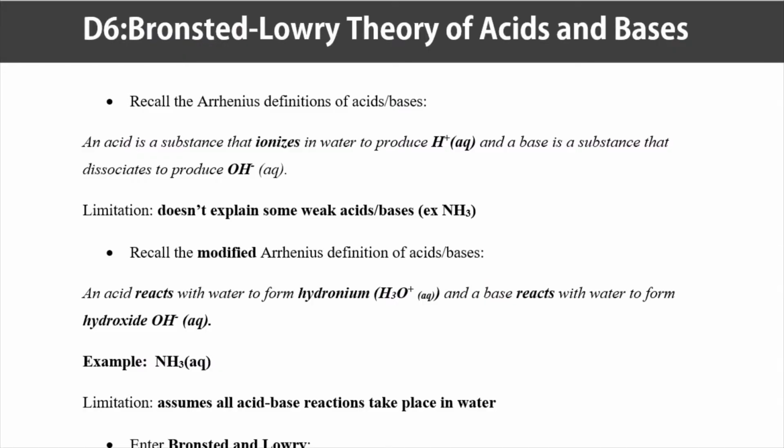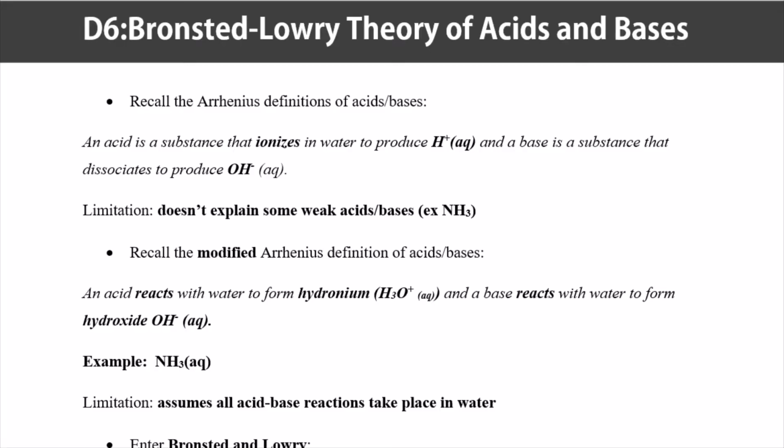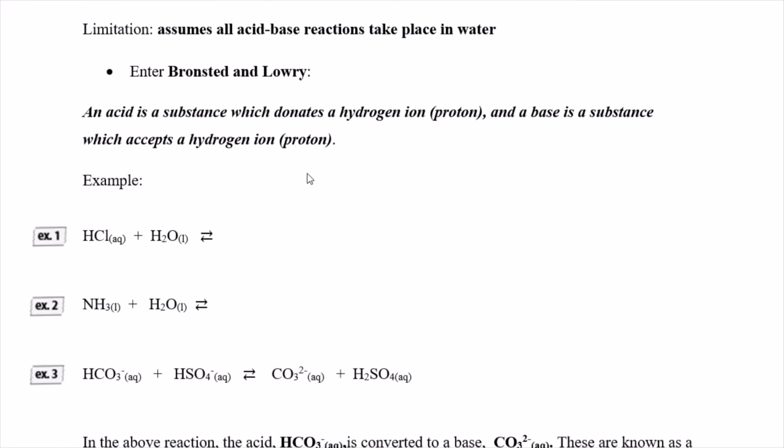So we need the modified Arrhenius definition of acids and bases, which says that acids are things that react in water to form hydronium. So acids react with water to form hydronium ions, H3O+, and bases react with water to form hydroxide. That nicely explains how weak bases can exist. However, there's still limitations. It assumes that all acid-base reactions take place in water, when in fact they don't all take place in water. You can have an acid-base reaction taking place in another solvent. So in order to solve that final problem, we need another definition. We need the Bronsted-Lowry definition of acids and bases.